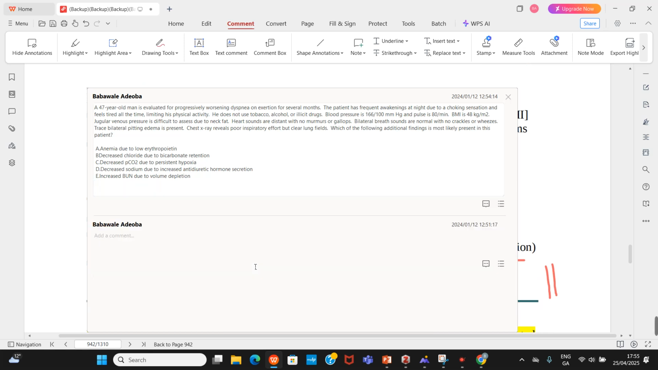A 48-year-old man is evaluated for progressively worsening dyspnea on exertion for several months. The patient had frequent awakening at night due to choking sensation and feels tired all the time, limiting his physical activity. He does not take alcohol. Blood pressure is 166/100. BMI is 48. JVP is difficult to assess due to neck fat. Heart sounds are distant with no murmurs. Bilateral breath sounds are normal with no crackles or wheeze. There's trace bilateral pedal edema present. X-ray shows poor inspiratory effort but clear lung fields. Which of the following additional findings is most likely present in this patient?